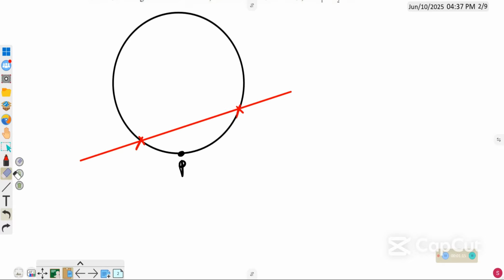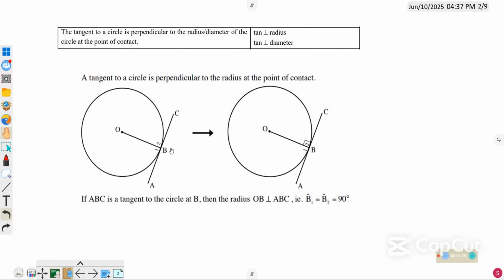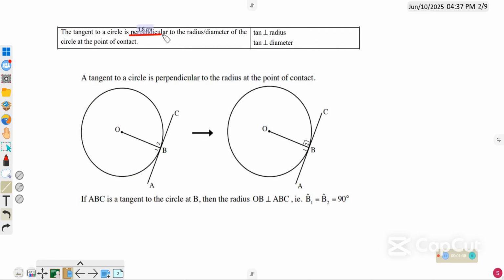Okay, so the first theorem under tangents, which states that the tangent will always meet the radius or the diameter at a 90 degrees. The tangent to a circle is perpendicular to the radius or diameter. Remember, a diameter is twice the radius. A diameter passes through the center of the circle, right? Yeah, so it's perpendicular to the radius or diameter of the circle at the point of contact. As you can see now, point B is where that line AC meets the circle.